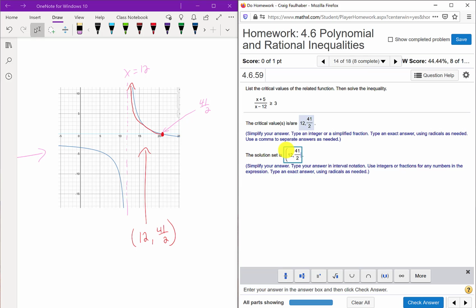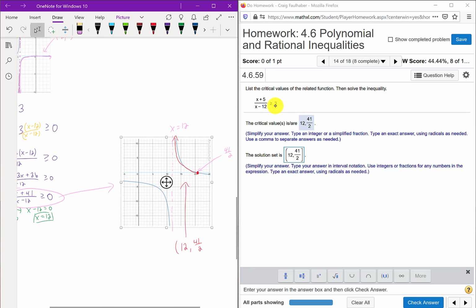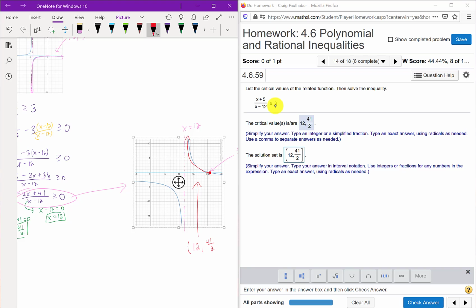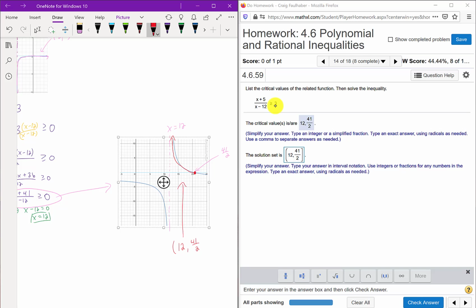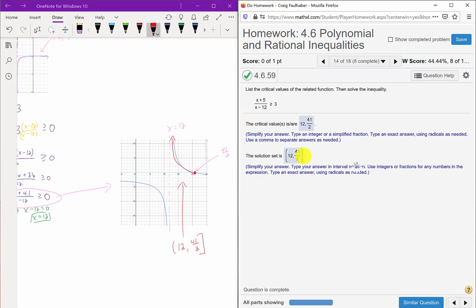put a parenthesis there, but I don't think it should be a parenthesis, because we had an equal sign in our inequality. We were essentially asking, where is this equation both equal to 0 and where is it greater than 0? So we're going to include this 41 halves point right here in our final answer. We're not going to include the 12 in our answer, again, because that x equals 12 is a vertical asymptote, and the function never touches x equals 12. So I'm going to enter the solution in here, and that looks pretty good.